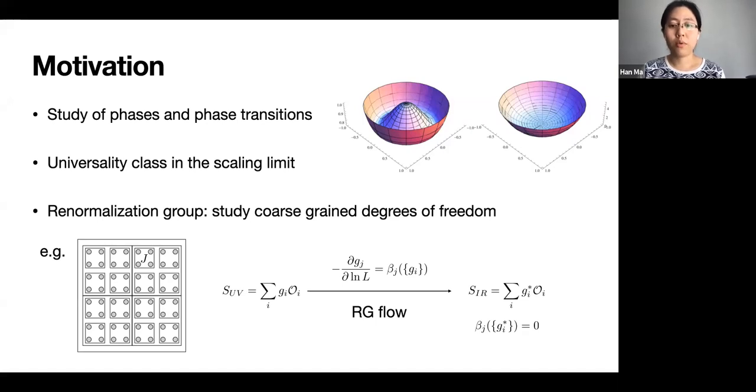which is described by the change in the coupling constants. Quantitatively, this change is encoded in the beta function. And we can follow this RG flow until we arrive at the IR fixed point, if there is a fixed point. And at this fixed point, the beta function is zero, and the coupling constants parameterize the IR effective action.